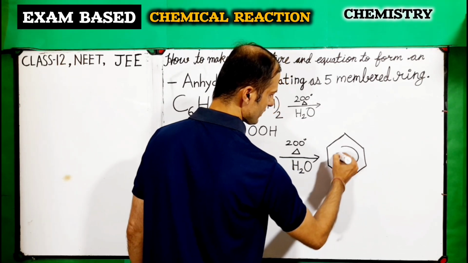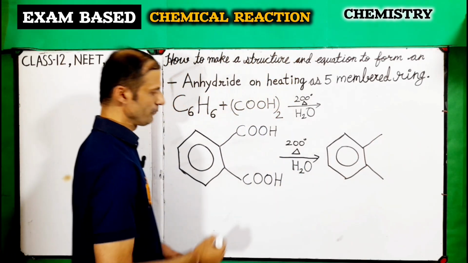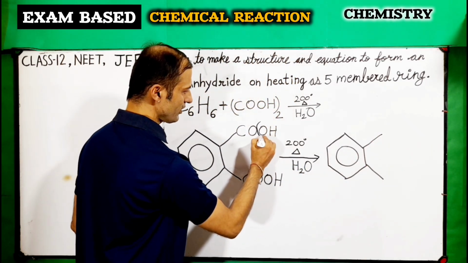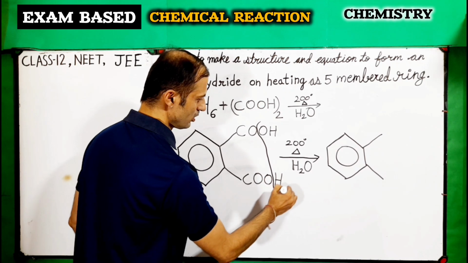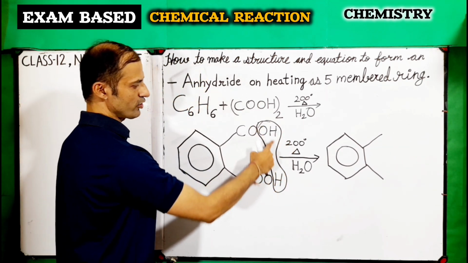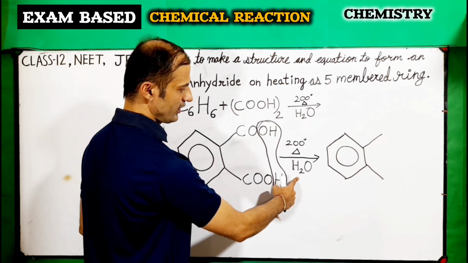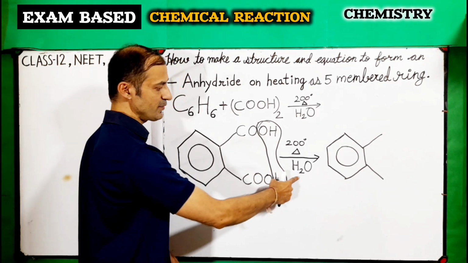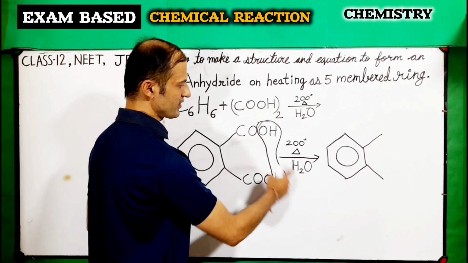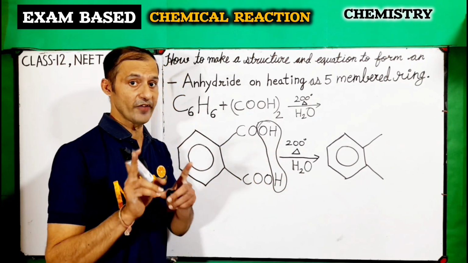Now I have made this 5-membered ring. How will it be made? Because, as we know, one oxygen and hydrogen, meaning H2O, has been removed from here in the form of steam, because it has been evaporated. During the evaporation, it has been removed. Okay, students, so what will be 5-membered?